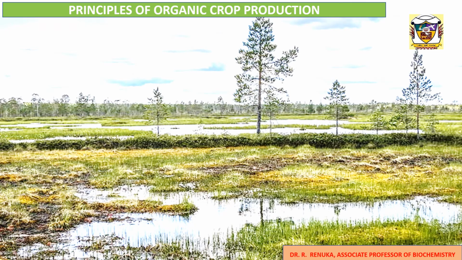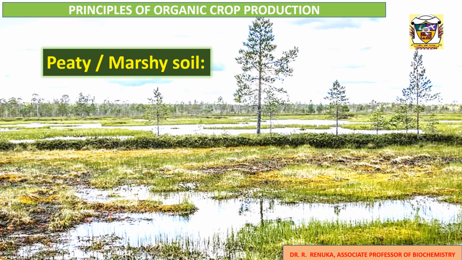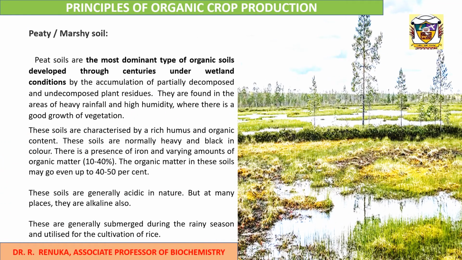Next comes peaty or marshy soil. Peat soils are the most dominant type of the organic soils developed through centuries under wetland conditions by the accumulation of partially decomposed and undecomposed plant residues. They are found in areas of heavy rainfall and high humidity where there is a good growth of vegetation. The soils are characterized by a rich humus and organic content. These soils are normally heavy and black in color.